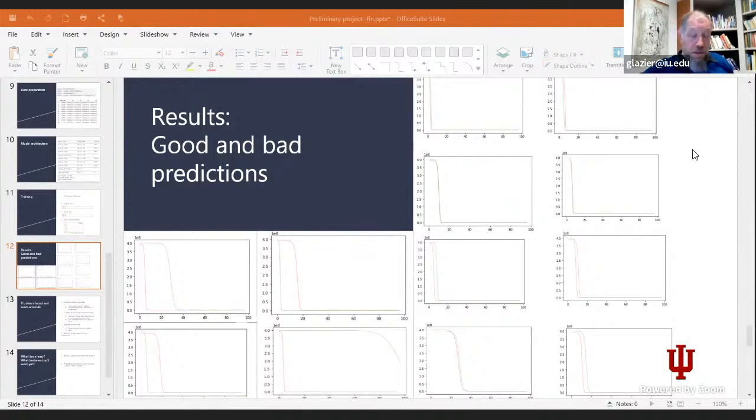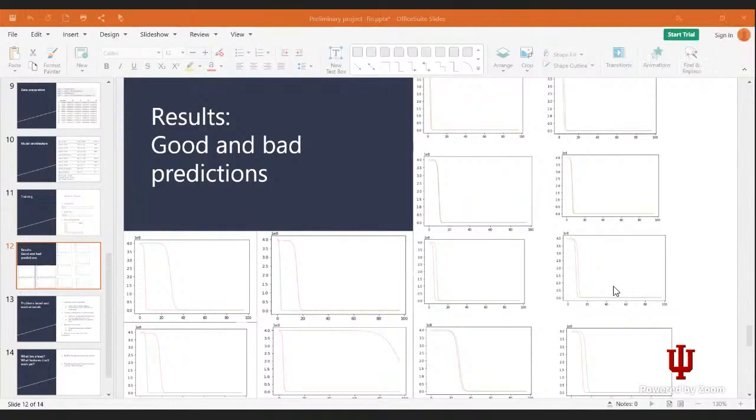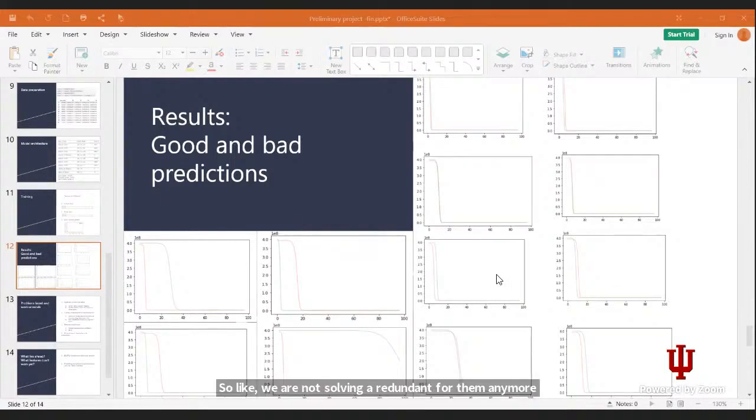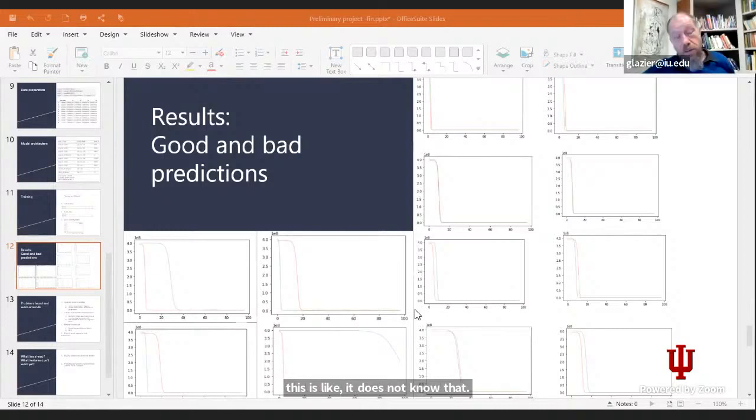But otherwise, it's interesting. You made a lot of progress from last time. And we are not solving a redundant problem anymore. This is like, it does not know the parameters. Right. So this has utility. So then you could actually begin to do the LSTM to actually find out what the parameters were to give you the tracking that you want.